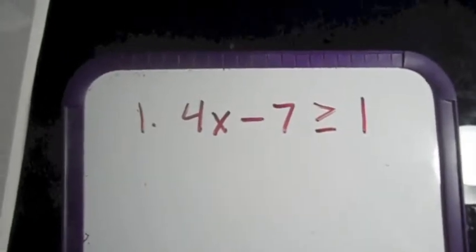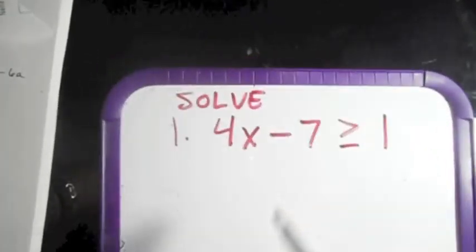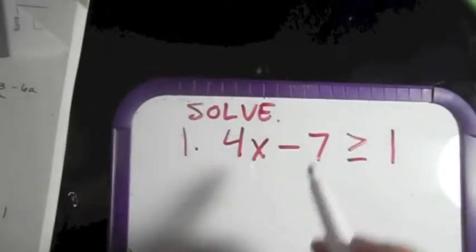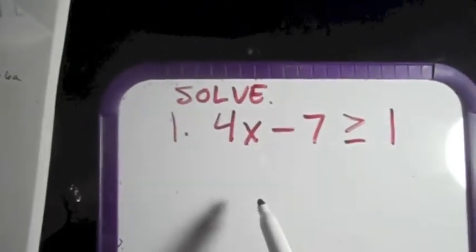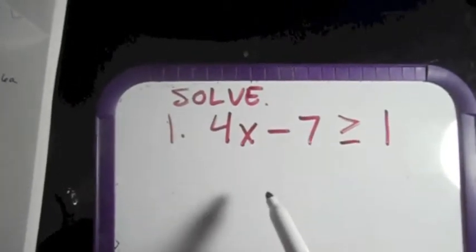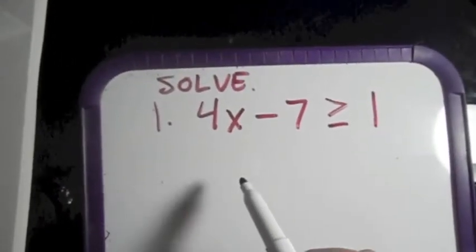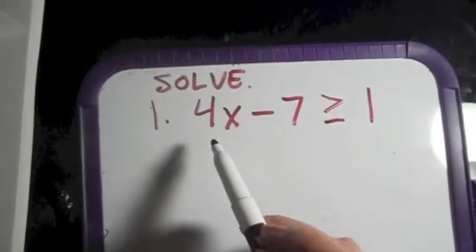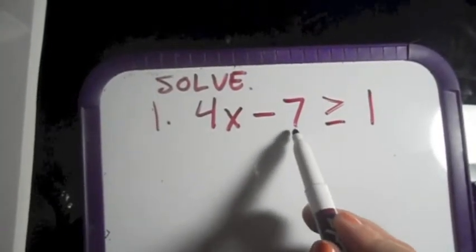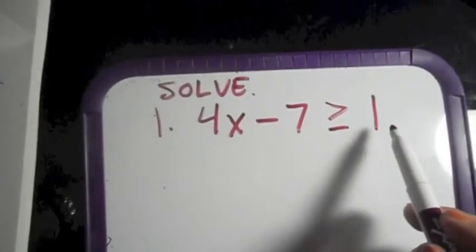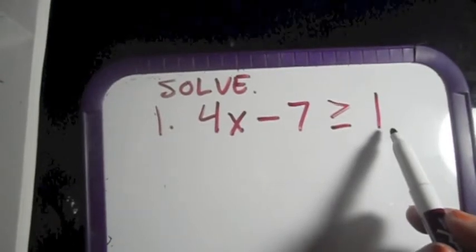Where better to start than number 1? Number 1 asks us to solve the inequality. Solve. What does that mean? That means our answer is going to have x by itself. So we need to get x by itself. I see 4x minus 7 on the left-hand side and 1 on the right-hand side.